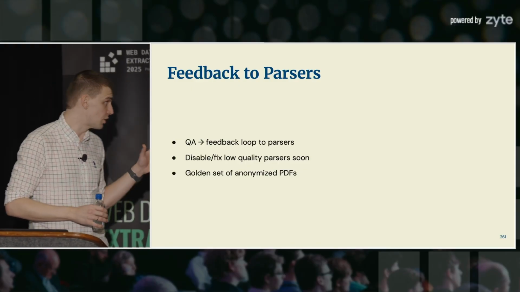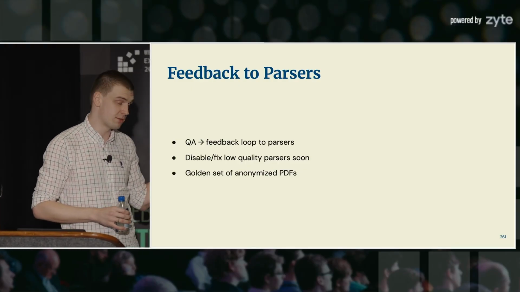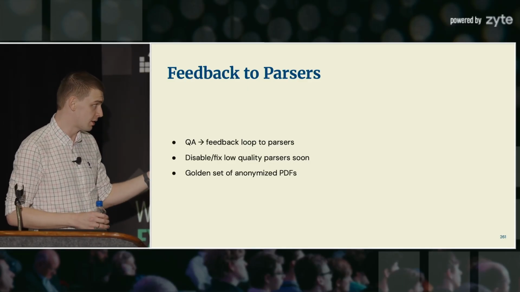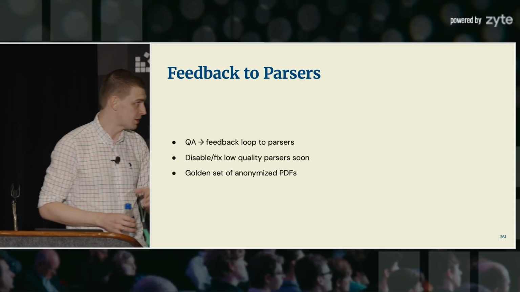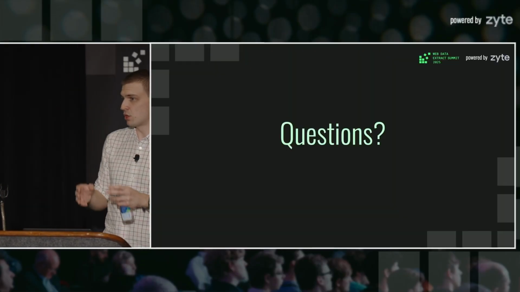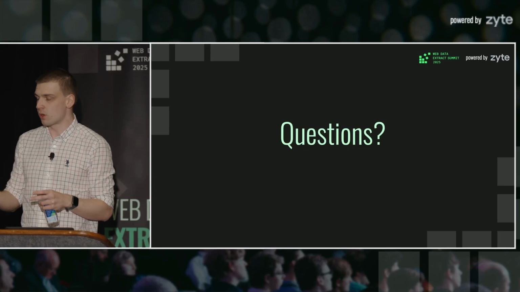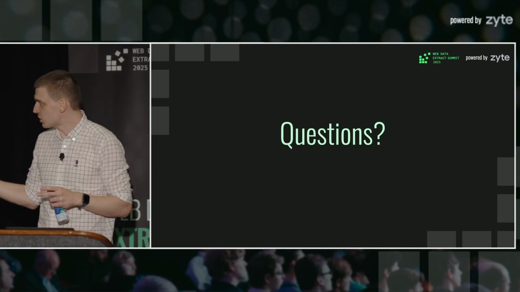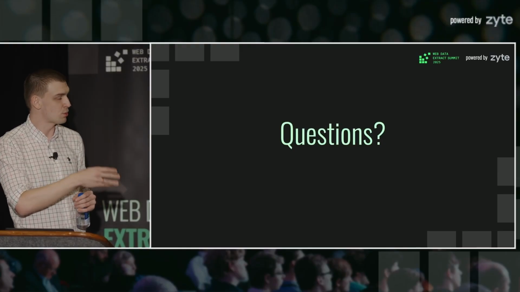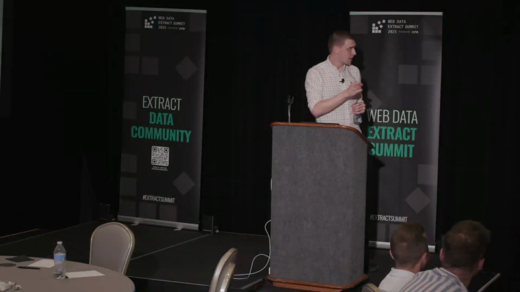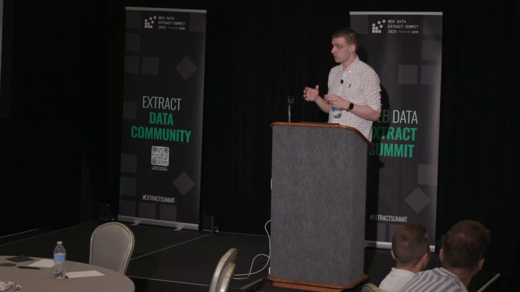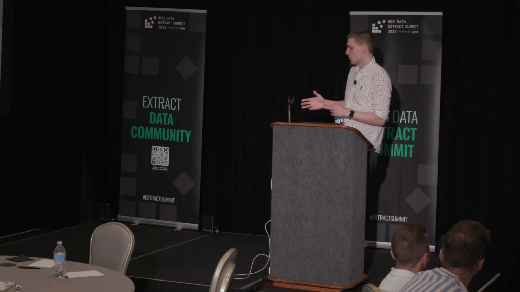And remember to gather a golden set of anonymized PDFs as a basis for your predictable parser quality, including LLM-based parsers. So, to sum up, data quality is not a single step. It's a layered framework: normalizers, deterministic checks, assistive LLMs, and operational metrics working together. This way, income verification becomes a reliable, trustworthy, and scalable process.